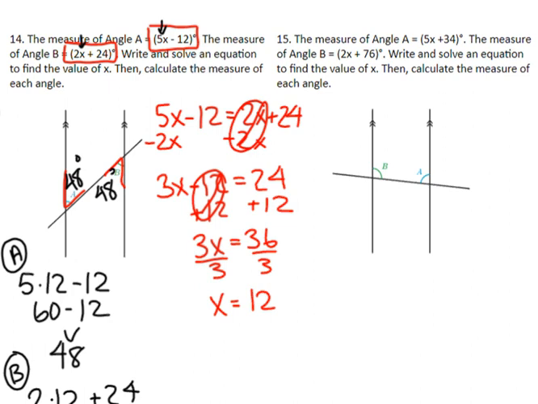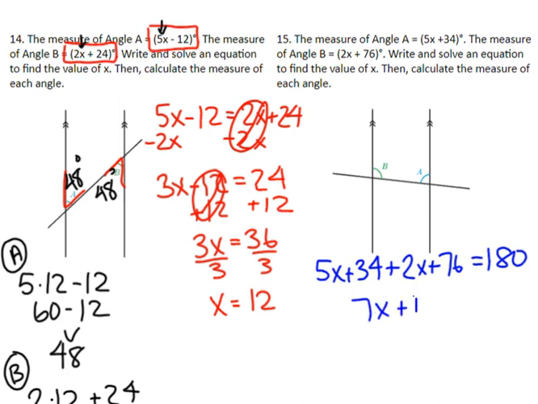Okay, next one. These are not congruent. They are same side interior, which means they're supplementary, and that means they add up to 180. So we can set up 5x plus 34 plus 2x plus 76 altogether equals 180. And then when we start combining like terms, we'll get 7x plus 110 equals 180.